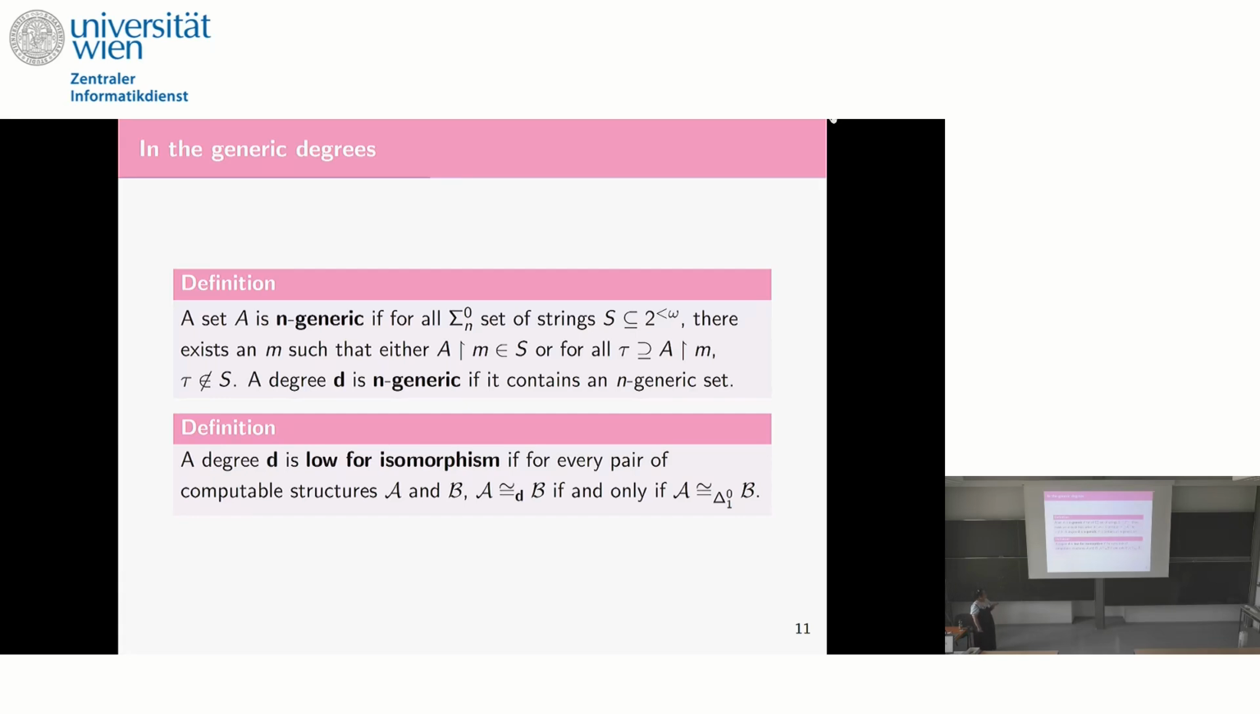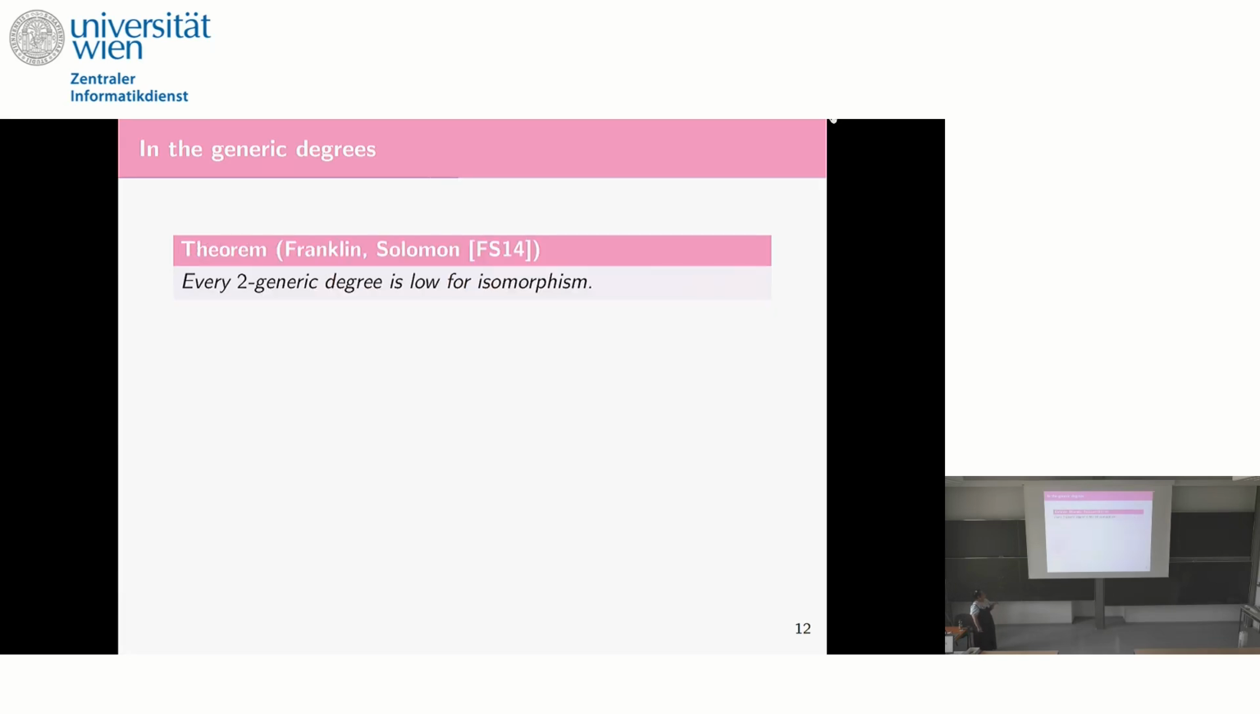Okay. So how is that related to what I've been talking about? First, I want to give this result by Johanna Franklin and Reed Solomon. They showed in this paper that every 2-generic degree is low for isomorphism.